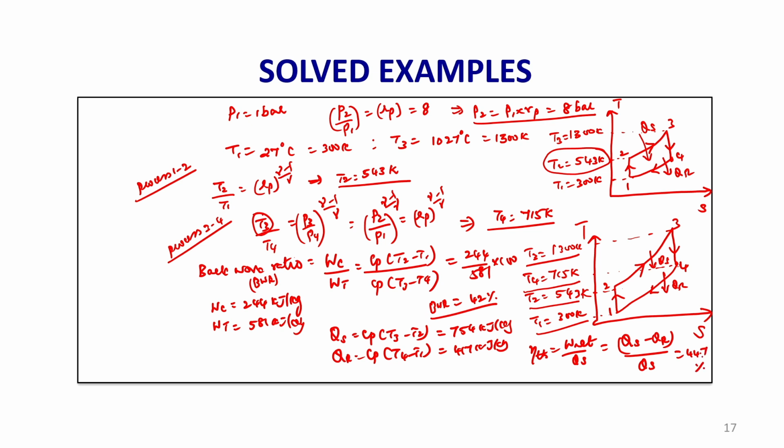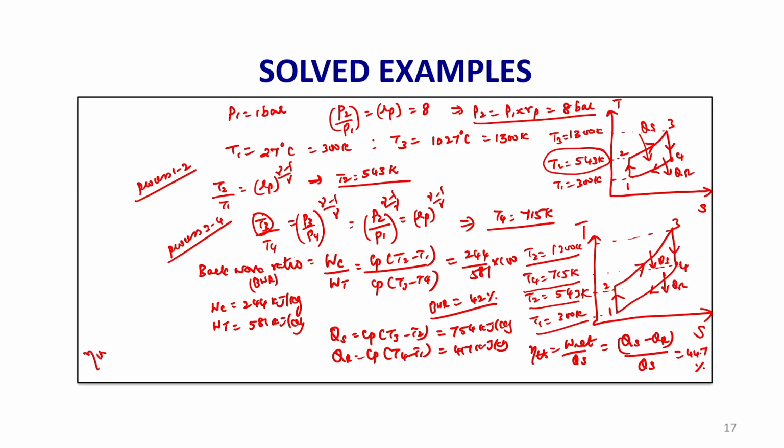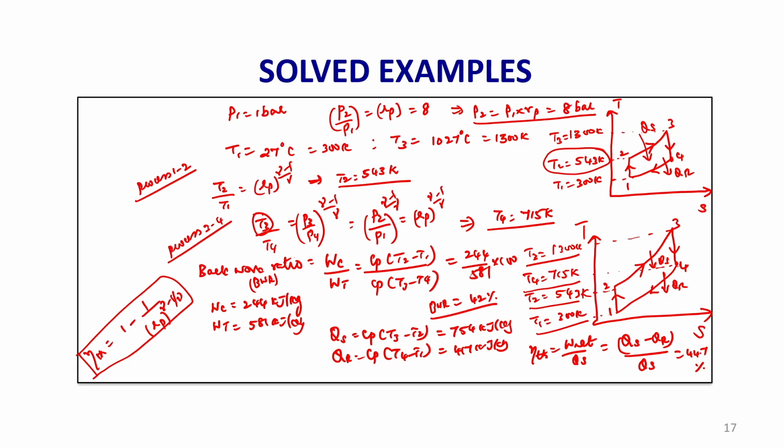44.7%. The air standard efficiency of the ideal Brayton cycle can also be found using the formula which we derived, 1 minus 1 by pressure ratio power gamma minus 1 by gamma. You can use this formula also, and make a comparison of the answer that we are getting. So now let us quickly go to the next numerical question.